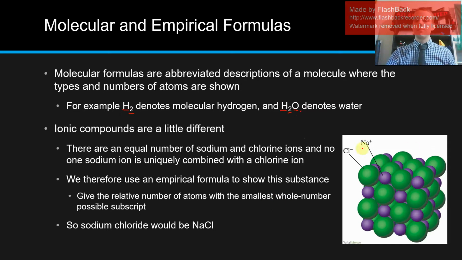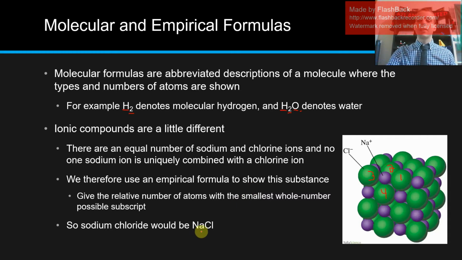And the reason for this is if you look at this example of sodium chloride, it's a bit complex. We can see that there's an equal number of sodium and chlorine atoms, and that no one sodium ion is uniquely combined with a chlorine atom. So if we look at this sodium ion right here, we can see that it's interacting with 1, 2, 3, 4 different chlorine ions, right? And not any one uniquely. So, in order to write this, we're going to use the empirical formula. And so an empirical formula gives the relative number of atoms with the smallest whole number possible subscript. So for sodium chloride, that would be NaCl.